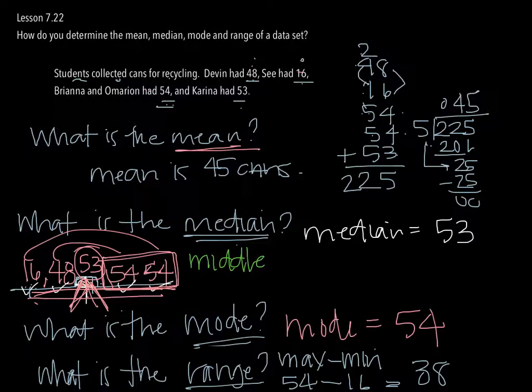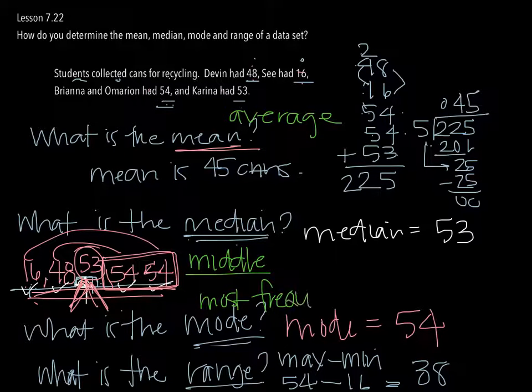Okay, let's get back to our definitions. Oops, I can't spell right now, I apologize. Let's erase that and start again. The mean is the average. The median is the middle value. The mode is the most frequent. And the range is from the maximum to the minimum.